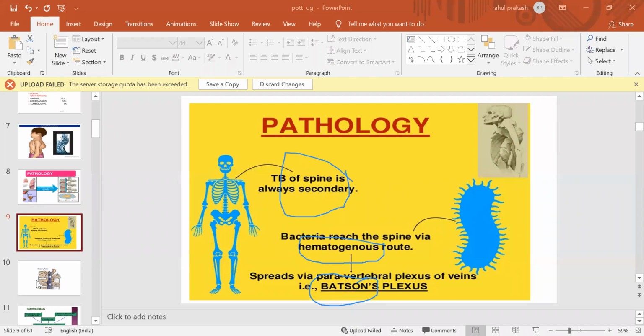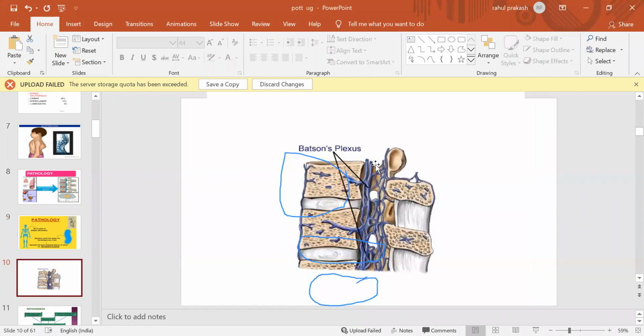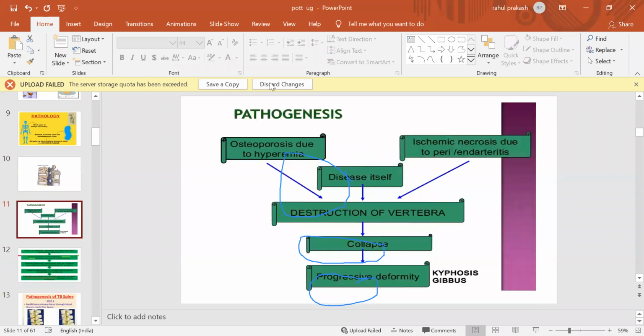This is your Batson venous plexus. These are all the veins which supply the vertebra, so it comes through the Batson venous plexus. Now, what is the pathogenesis? Pathogenesis is how the disease progresses.